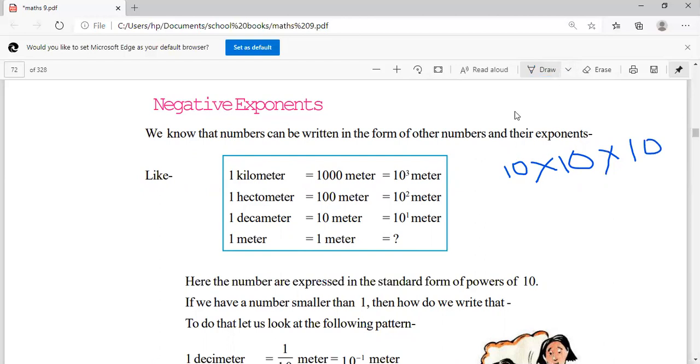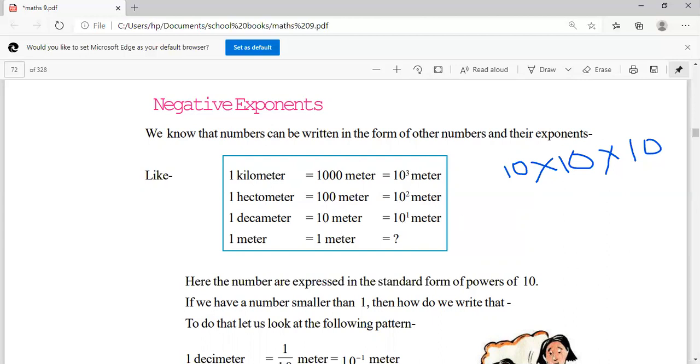So this can be said to be 10 to the power 3, or 10 cube. You have written 10 three times, so it is written as 10 to the power 3. In the same way, you can write 100 as 10 to the power 2 meter, and 10 meter as 10 to the power 1 meter. So in the same way you can write these formulas also in exponential form.